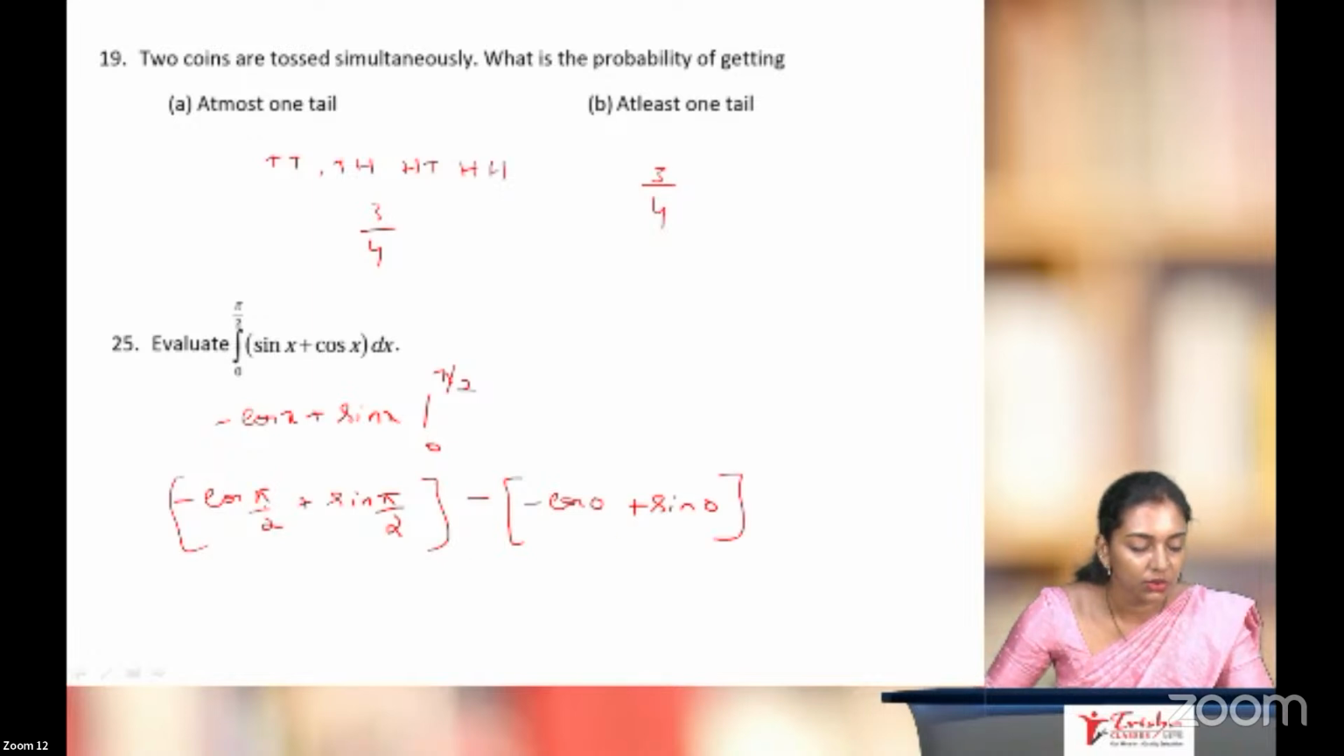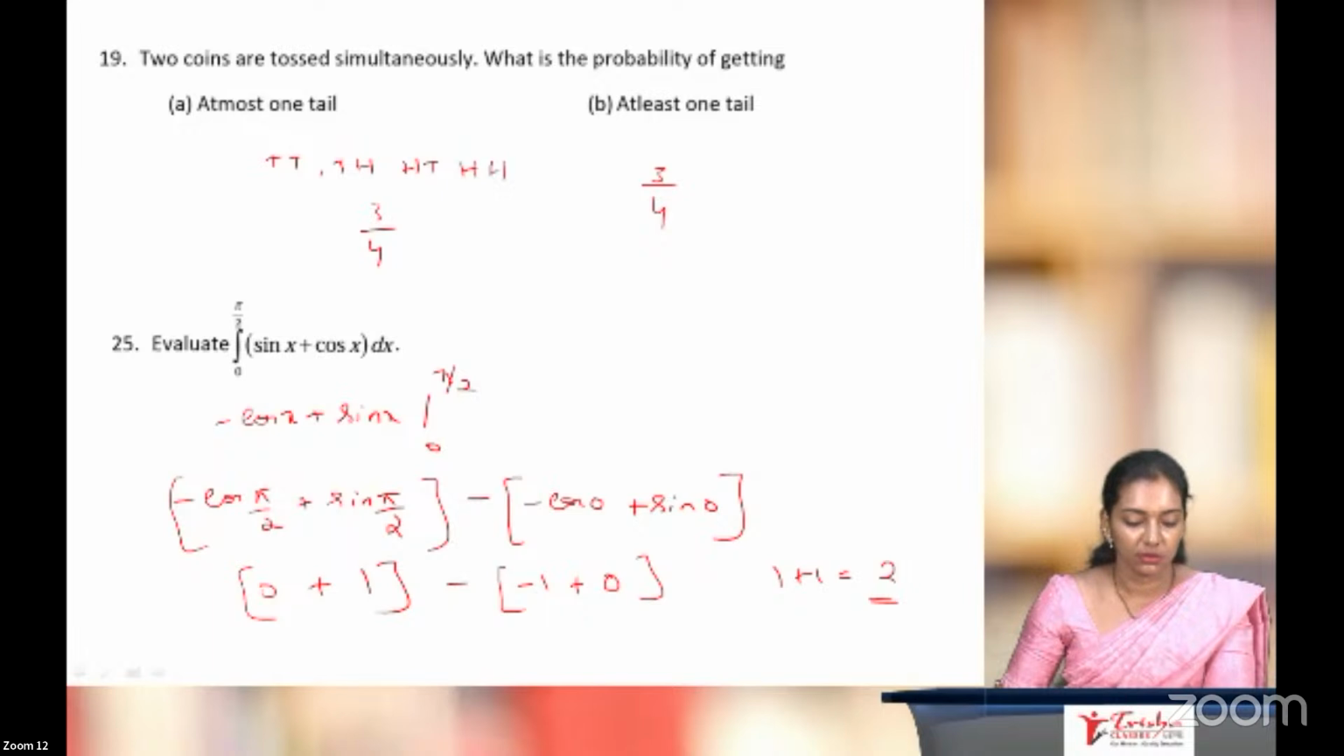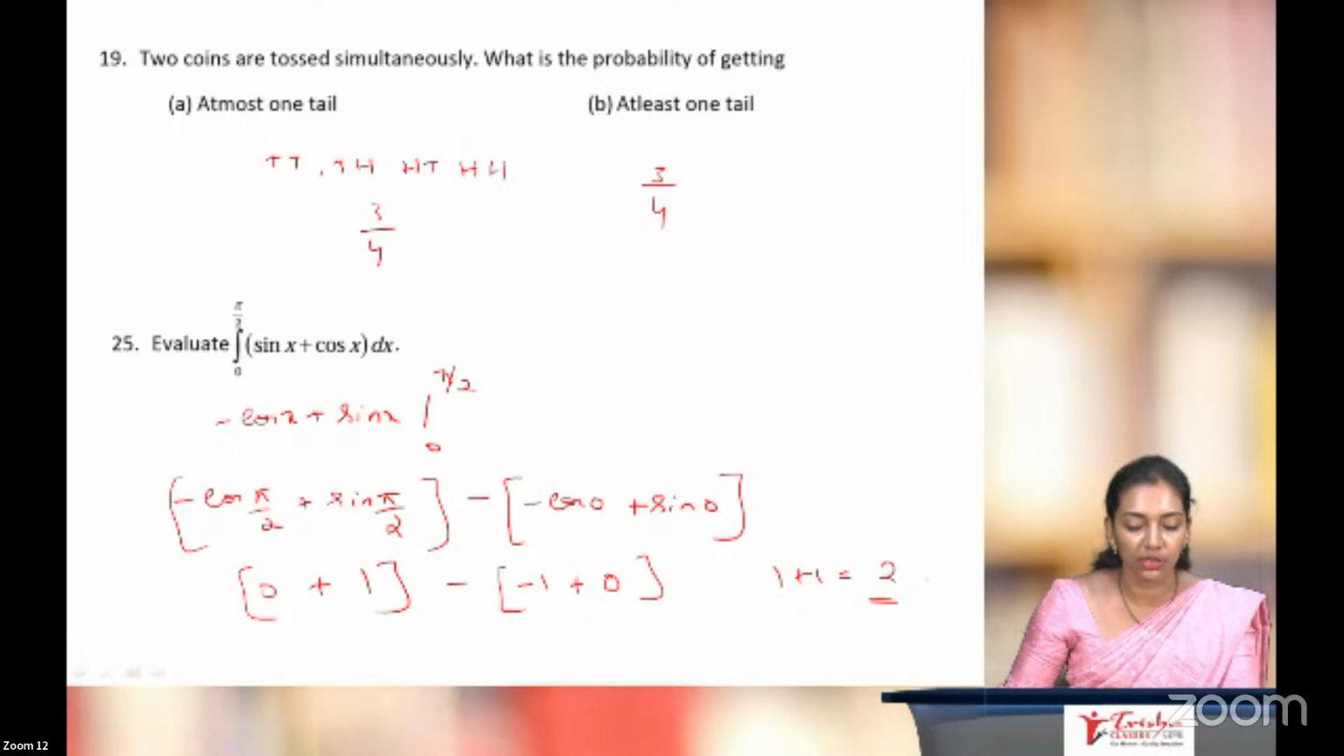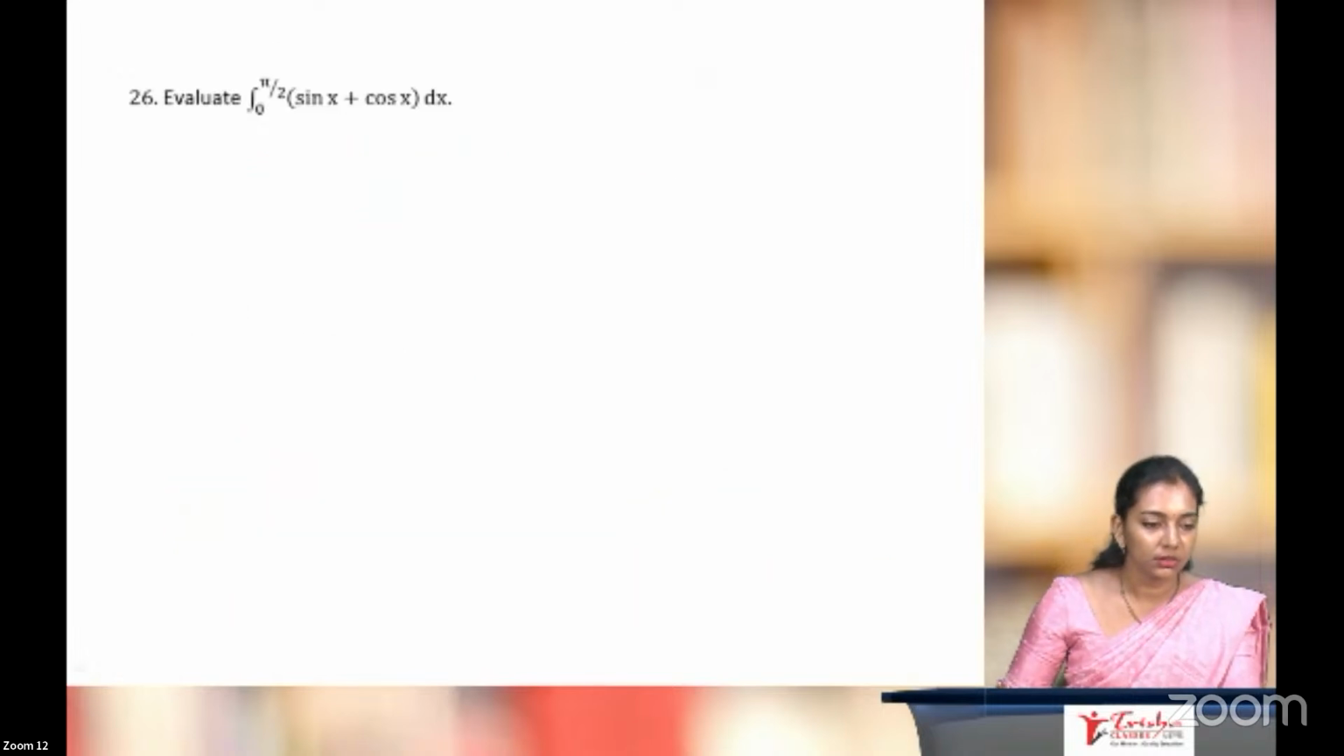Okay. So cos 90 is 0. Sin 90, 1. Minus cos 0, 1, minus 1 plus sin 0, 0. What is the answer? 1 minus of minus 1. 1 plus 1. 2 is the answer. Okay. So repeatedly, we have solved similar questions. So you can observe actually such type of problems under integration will be simple ones. Okay. I think it is repeated.